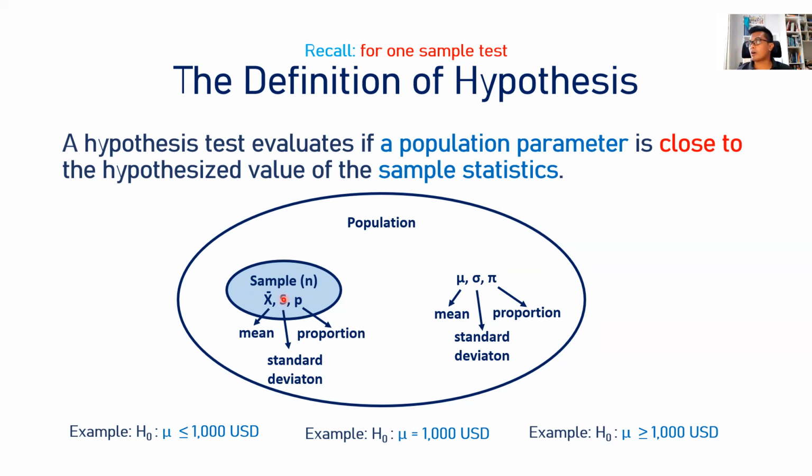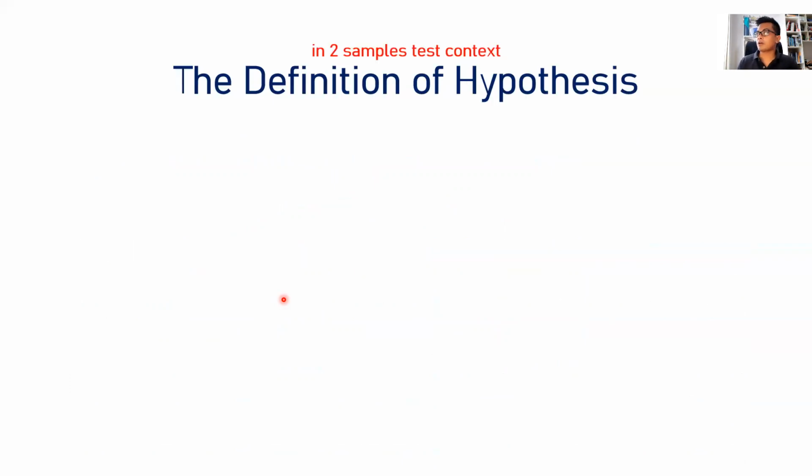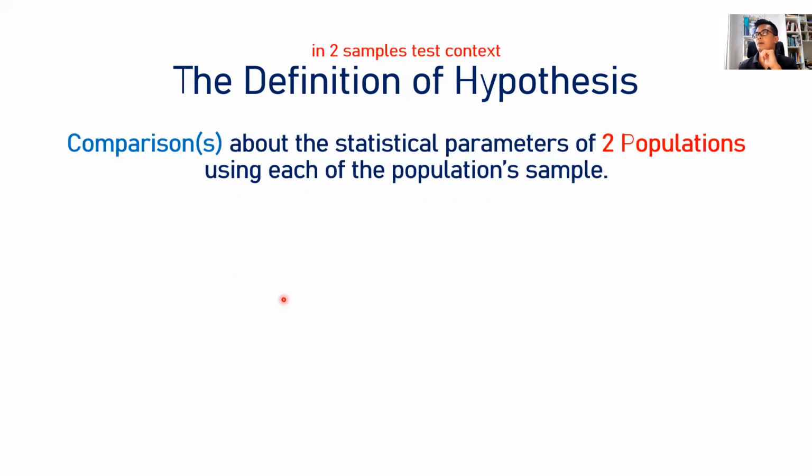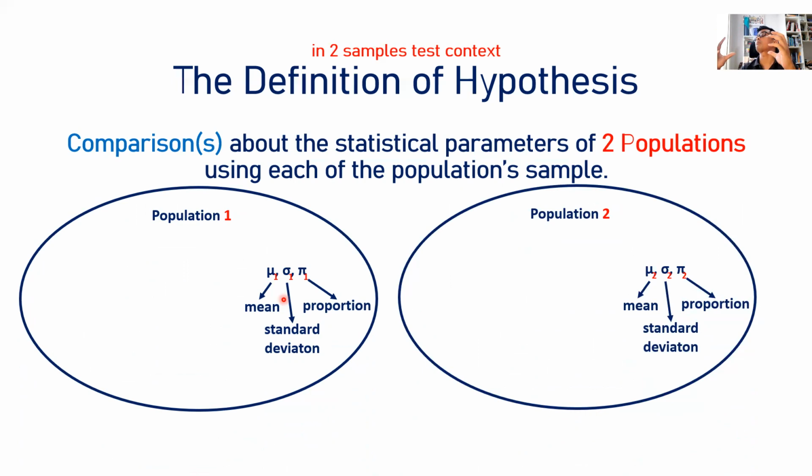Now we are going to move on to the real deal. How about the hypothesis statement in the two sample test context? What is the difference? Previously we talked about one specific population, for example country A only, and there was a statement concerning that one country. But in the two sample context, of course, we talk about two different populations, and the hypothesis claims also refer to different populations. For example, we have population 1 from country A, and population 2 from country B.